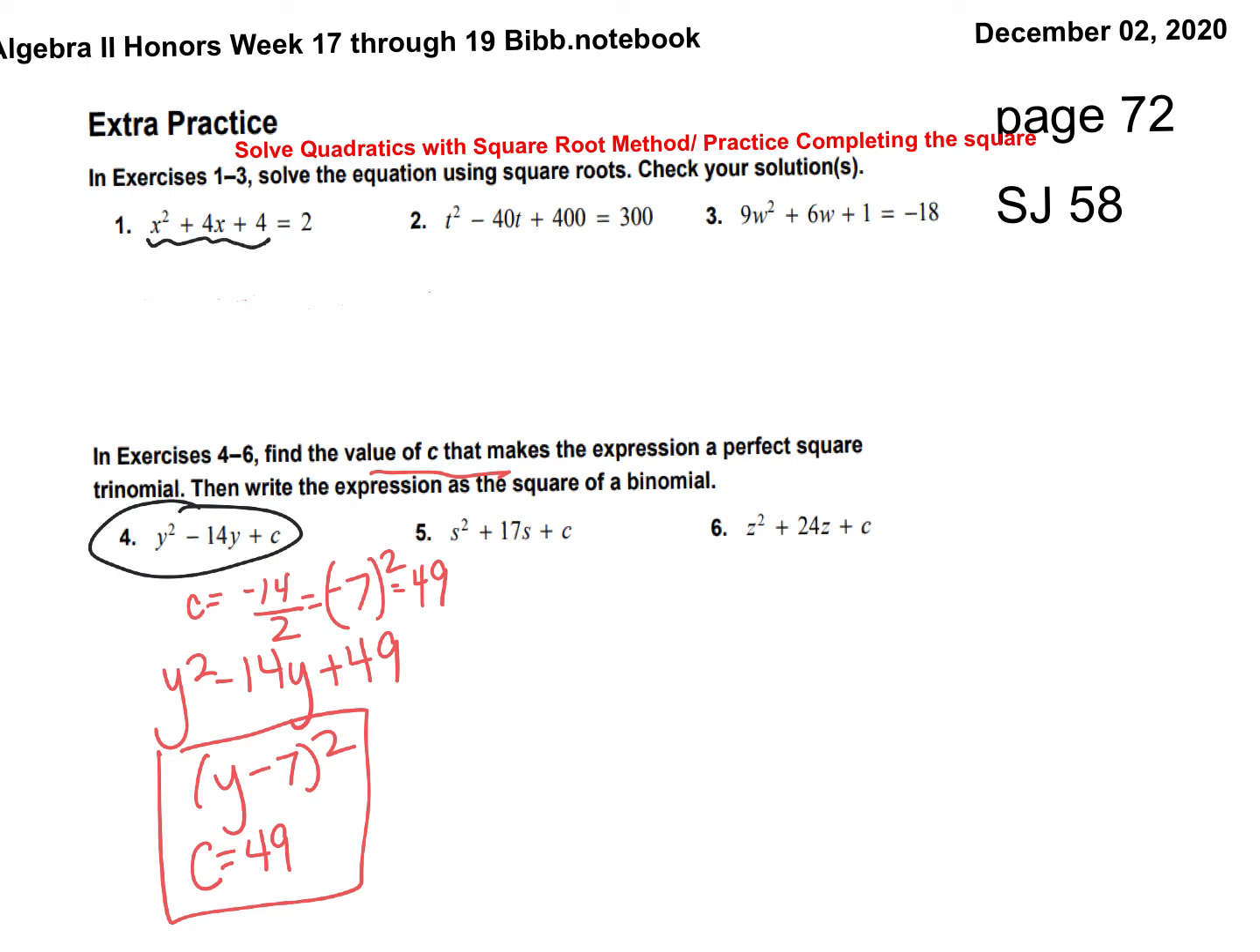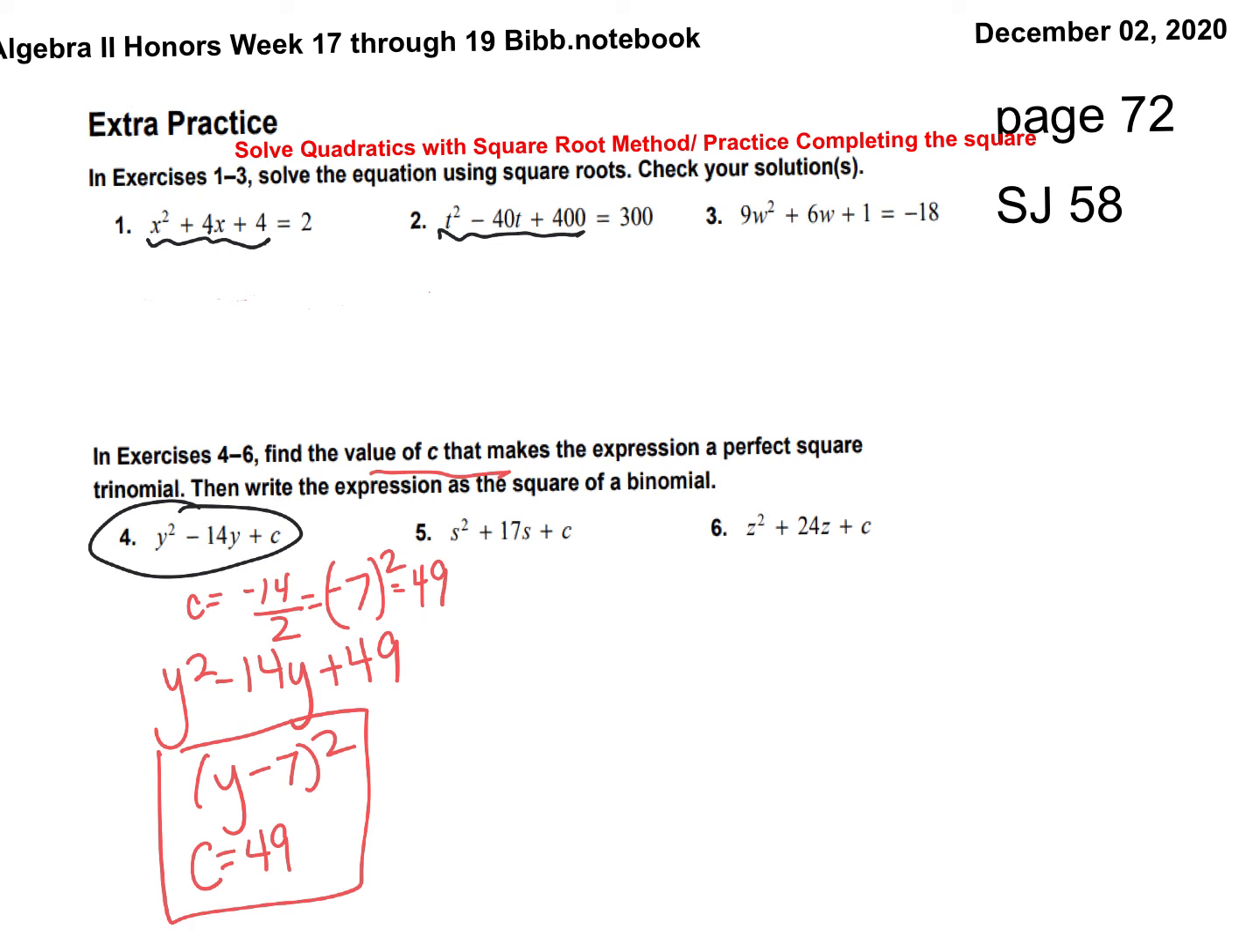This is a perfect square trinomial. This is a perfect square trinomial. How do I know? For number 1, take your b value, divide it by 2, and square it, and you get 4. For number 2, take your b value, divide it by 2, and square it, you get 4. Now, number 3 is a little tricky to be able to see that that's a perfect square trinomial, because you can't take your 6 and divide it by 2 and square it. You've got this 9 here.